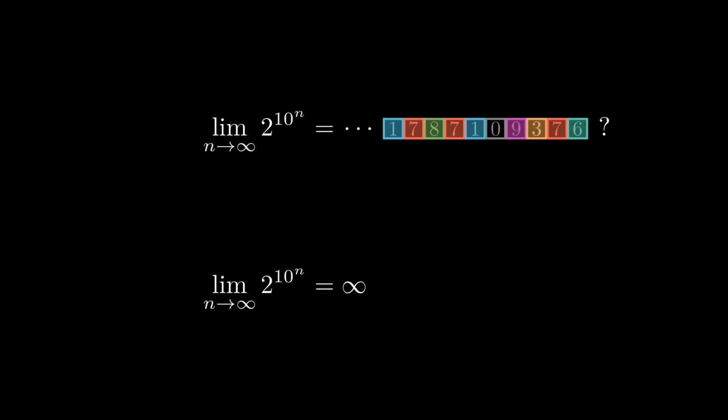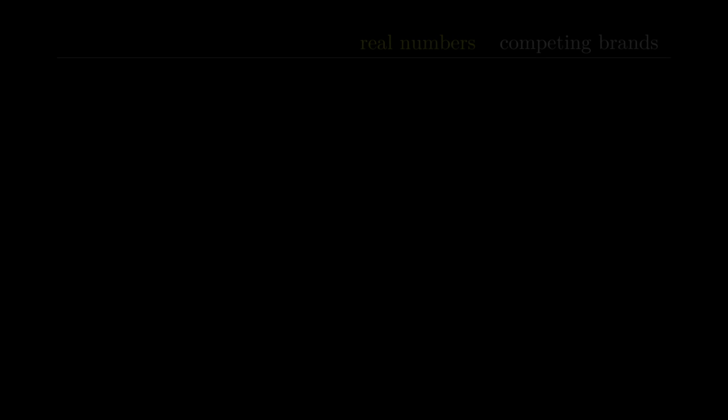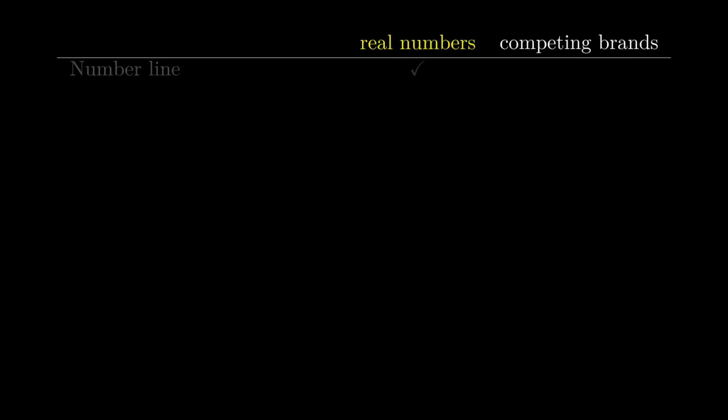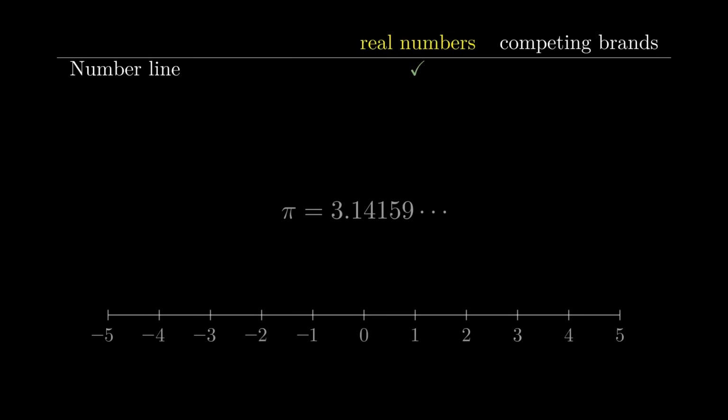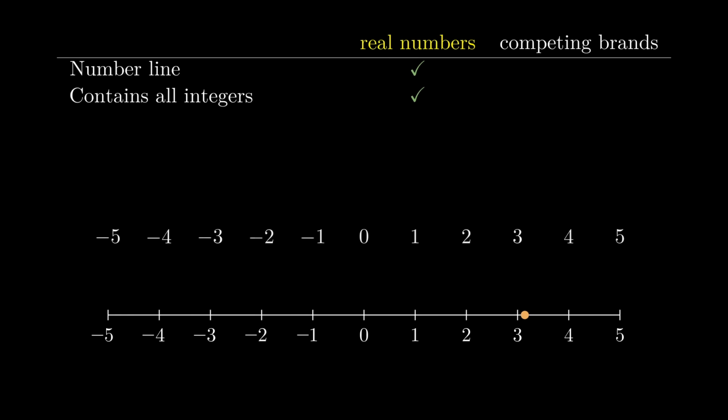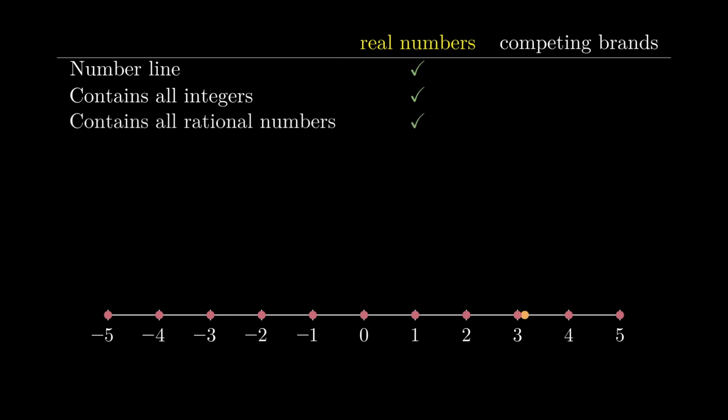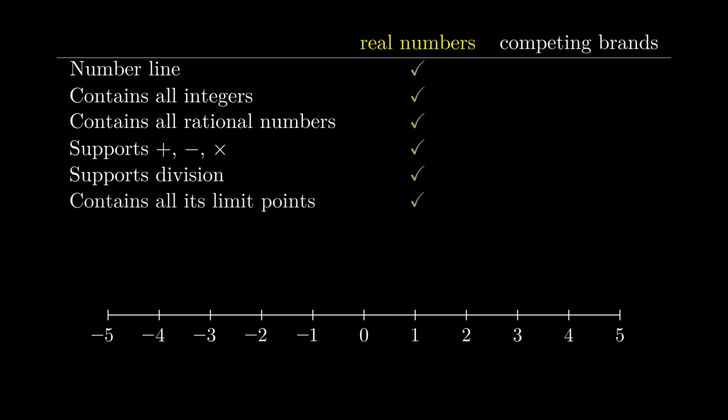Before we go on though, let's take a minute and remember why we like the real numbers so much in the first place. For one thing, we can easily picture real numbers as points on the number line. The real numbers contain all the integers, as well as all the rational numbers. The real numbers support addition, subtraction, and multiplication. They even support division. They also contain all their limit points, which is a way of saying that there are no holes in the number line.